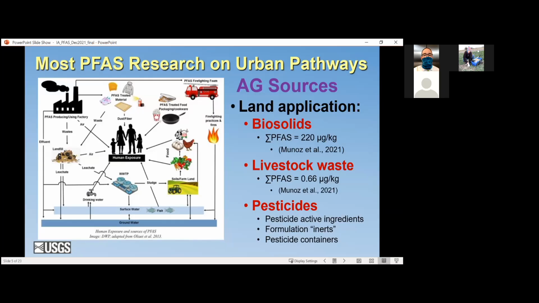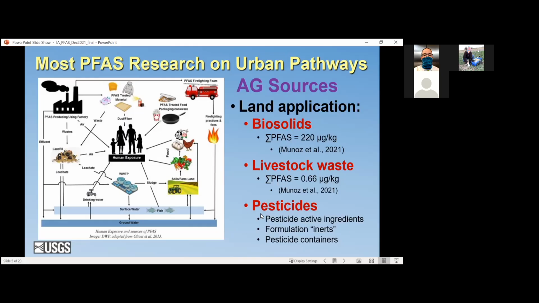PFAS have been shown to be present in livestock waste. This particular study that I cite here, a study from France, found that livestock waste did have PFAS in the manure that they looked at. Now, this is the same study that also looked at biosolids. So yes, livestock was a lot less than the concentrations they found in the biosolids, but it wasn't zero. So that still could be of consequence once we start putting livestock waste all across the landscape.